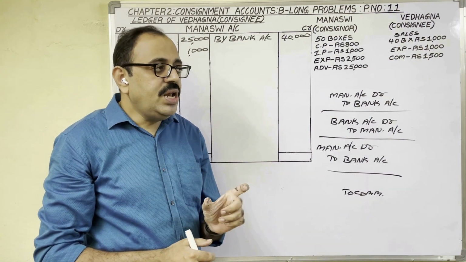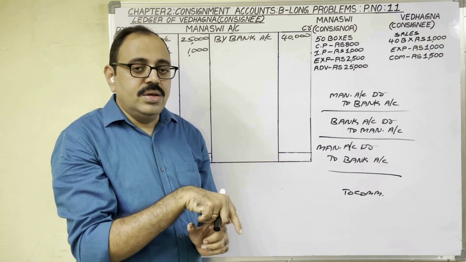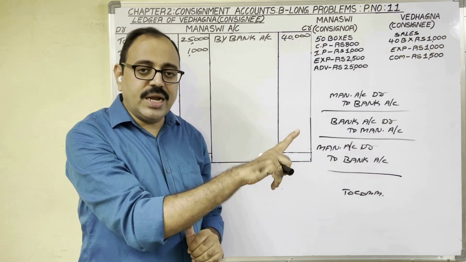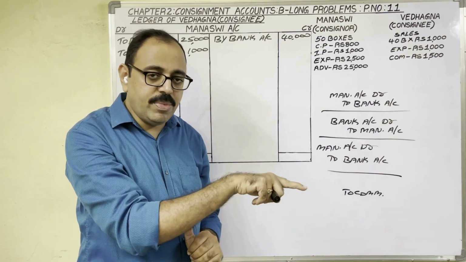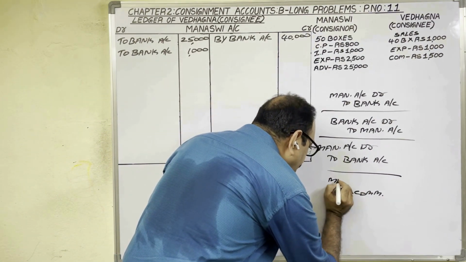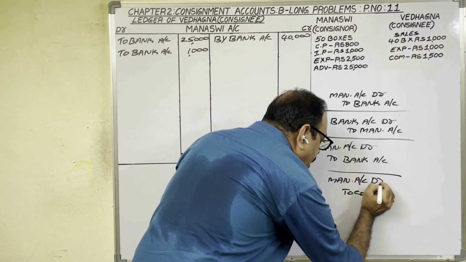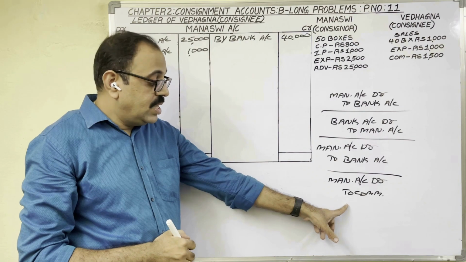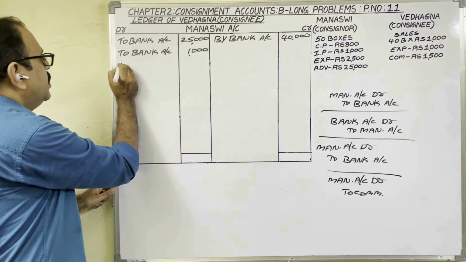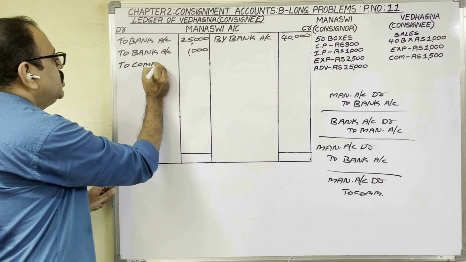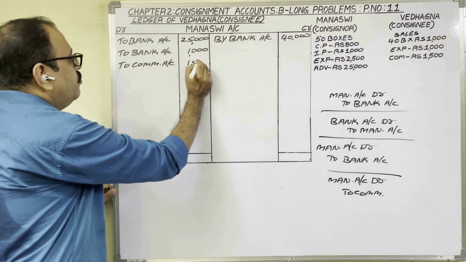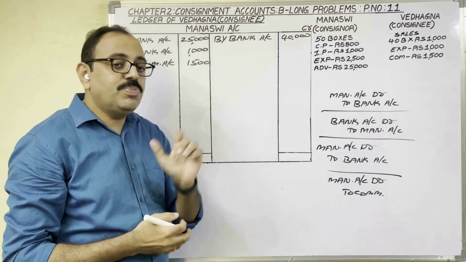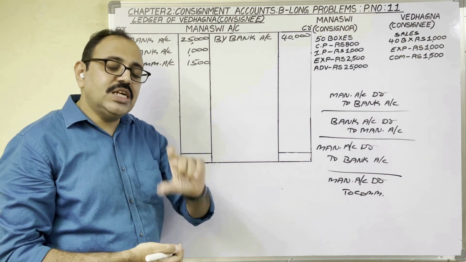So for this 1500, the consignor is becoming a debtor. In future, from the consignor, we have to receive this 1500. So the consignor is a debtor. Debtor means asset. Asset shows a debit balance. Therefore, we should debit consignor's account. Manasvi account debtor to commission account. This is the entry for commission in consignee's books. As Manasvi account is debited, on the debit side we should post to commission account, commission amount 1500.